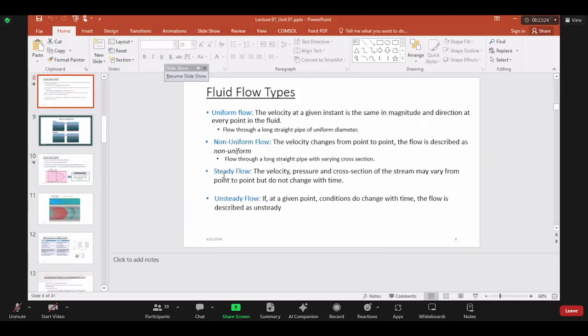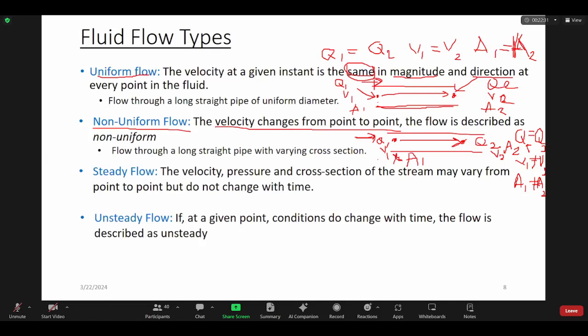Okay, I will discuss the non-uniform flow. In this non-uniform flow, velocity changes from point to point. It means velocity 1 is not equal to velocity 2. In the first point, velocity is not equal to the second point velocity.